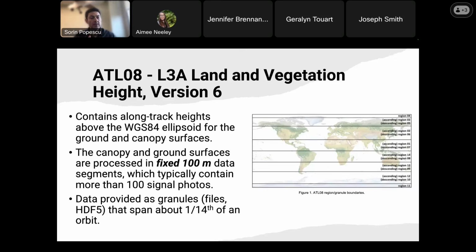The data is provided in granules, which span about 1/14 of an actual orbit, and you will get to see a map of ATL08 regions and granule boundaries similar to what I display here to the right. So with various regions, and they're separated into ascending and descending orbits with different region numbers, that's what will help you identify, locate, and download relevant ATL08 data.